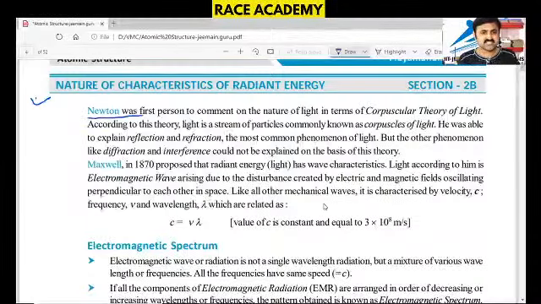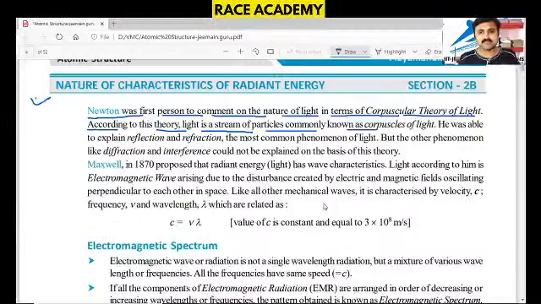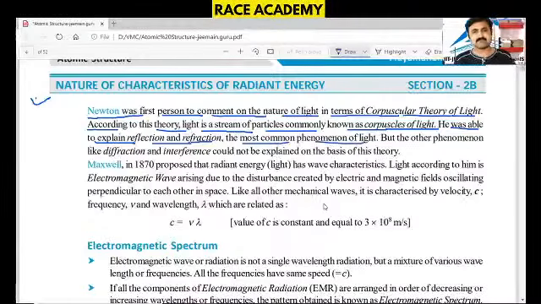Newton was the first person to comment on the nature of light in terms of the corpuscular theory of light. According to this theory, light is a stream of particles, commonly known as corpuscles of light. He was able to explain the most common phenomena of light, that is reflection and refraction. But other phenomena like diffraction and interference could not be explained by this theory.